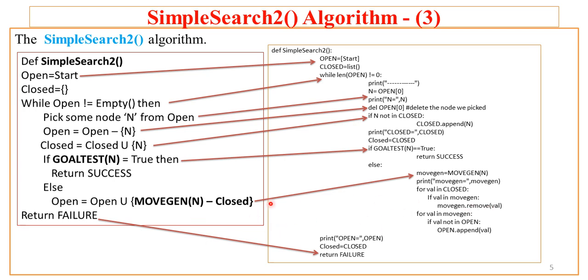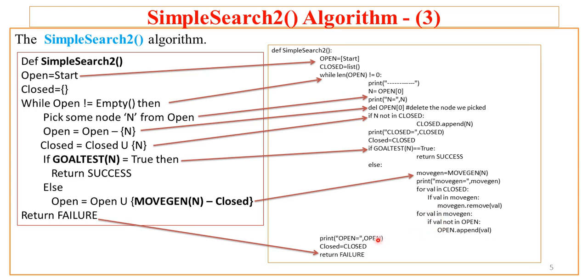After that, whatever is left after performing this operation is added to the open. That addition is basically a union operation, and the union operation avoids duplication of the already existing elements. So here that is achieved using this for loop: for val in moveGen, if val not in open, then add that value which is in the moveGen to the open. So it is achieved with these three statements.